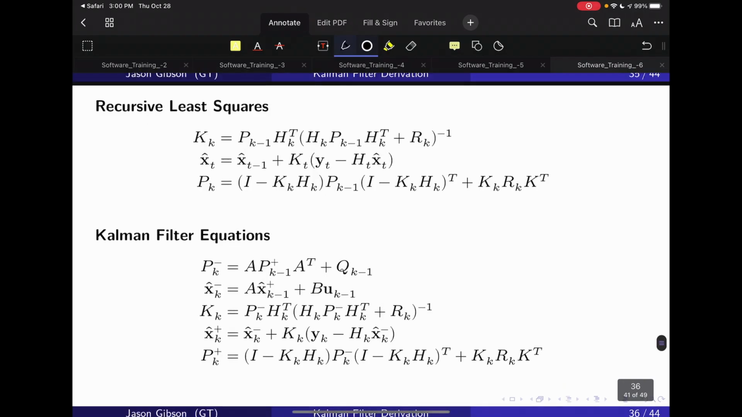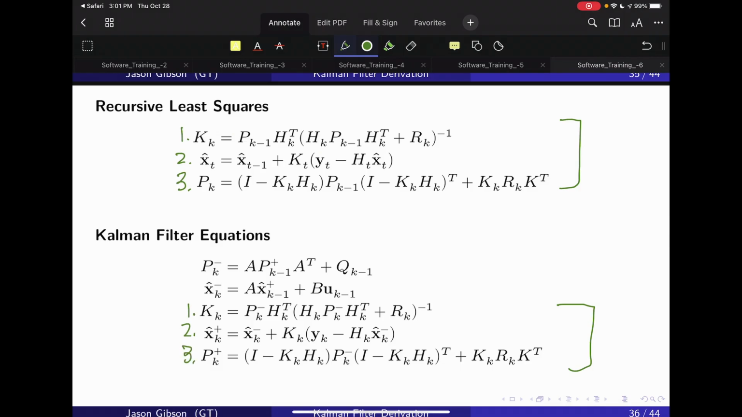So now let's look at a bunch of equations. What we have here are the equations that we derived for the least squares estimator, as well as the final Kalman filter equations. I'm going to point out something that's really cool. So these three equations here are actually just these three equations here. This equation, and this equation are all exactly the same.